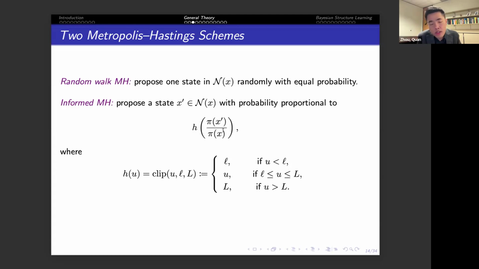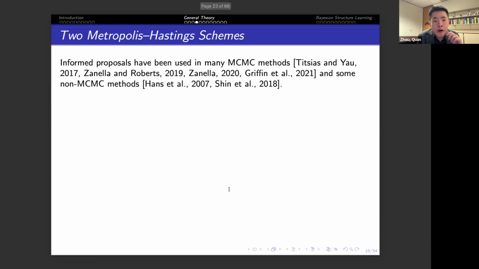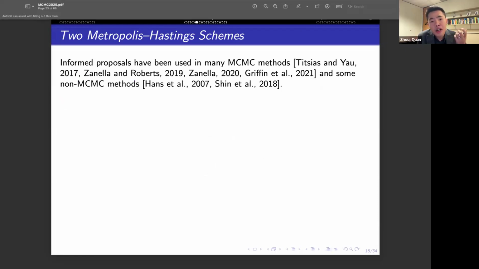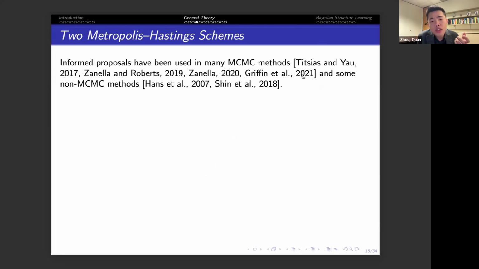In most cases, it is just equal to this posterior ratio, pi x prime over pi x. But if it is too large, we truncate it. If it is too small, we also truncate it. And this truncation is actually quite essential to deriving theoretical guarantees. This informed proposal has gained a lot of attraction in recent years, and it has been used in many MCMC methods and even non-MCMC methods.